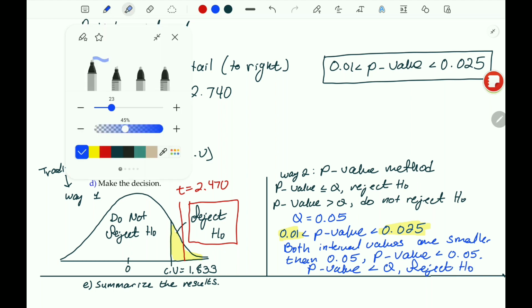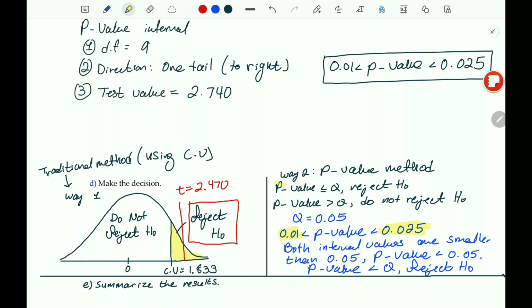So once again, we are going to reject the null hypothesis because the p-value is smaller than alpha. Once again, because both interval values of the p-value are smaller than alpha, which is 0.05, that means that the p-value is also smaller than 0.05. Since 0.05 is alpha, that means the p-value is smaller than alpha. Reject the null hypothesis.